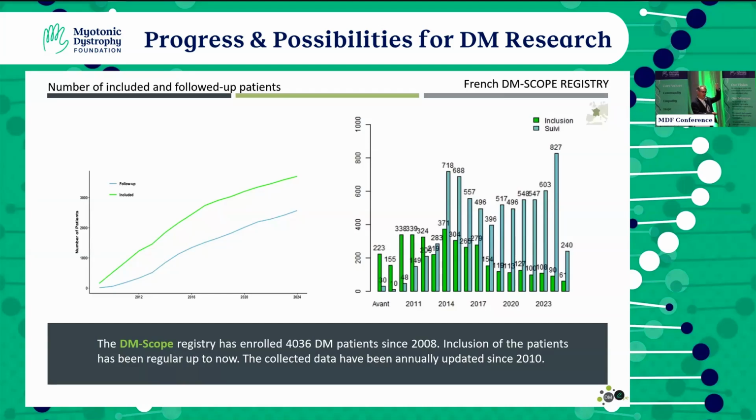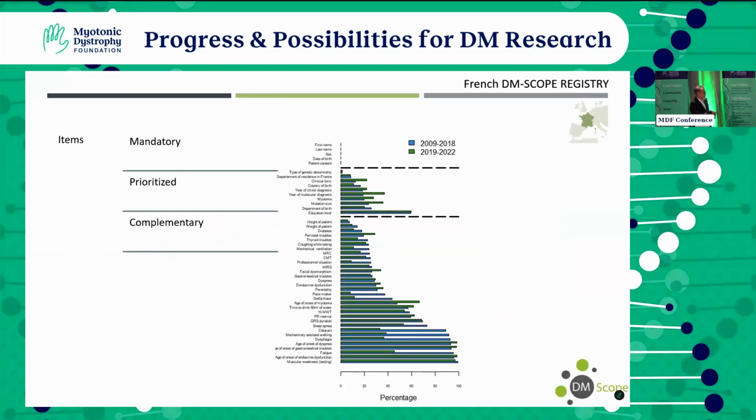Then this is how deep the data collection is. It is quite deep in the DM scope. You have all the data here. Of course, not all the centers register all the data, so we have to do a combination, to briefly separate the mandatory, the highly recommended, and the optional ones. And we can follow what is missing and what is there.